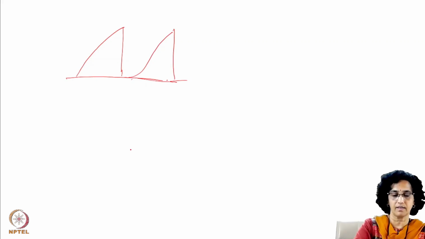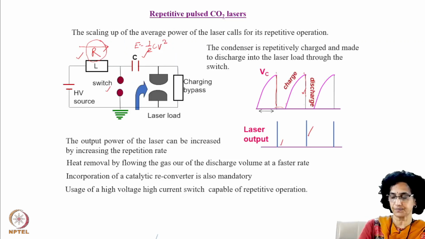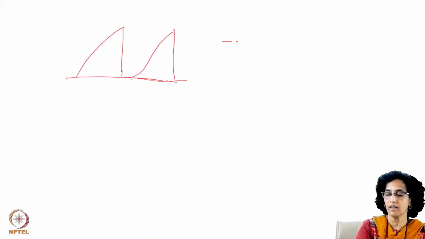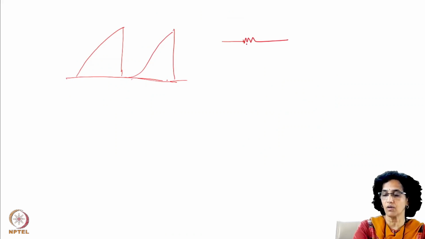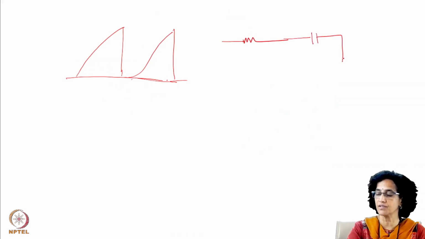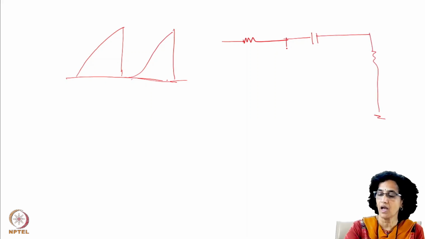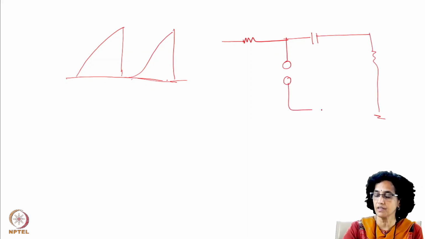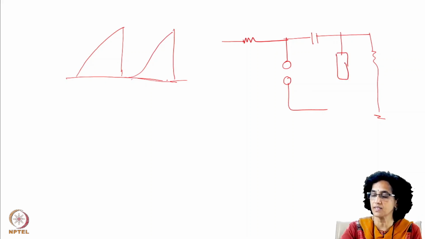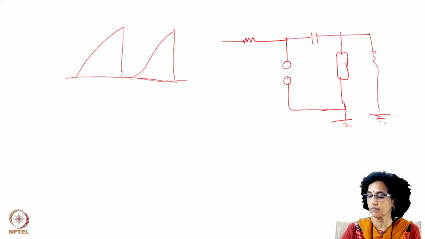Now, as we see here, it can be a resistance or an inductance, and the condenser is getting charged, and the condenser is discharging into the laser. This is our laser, right?